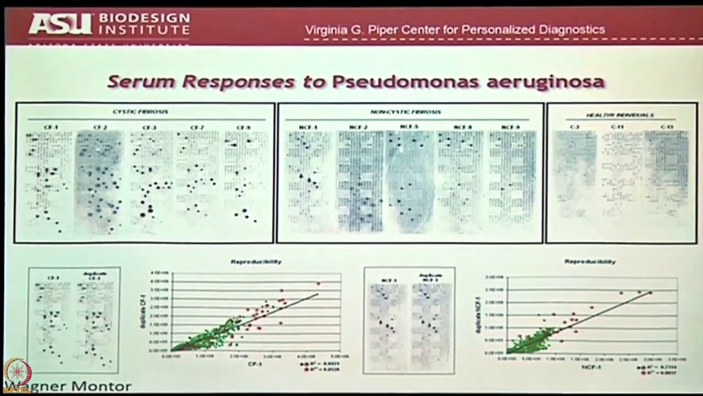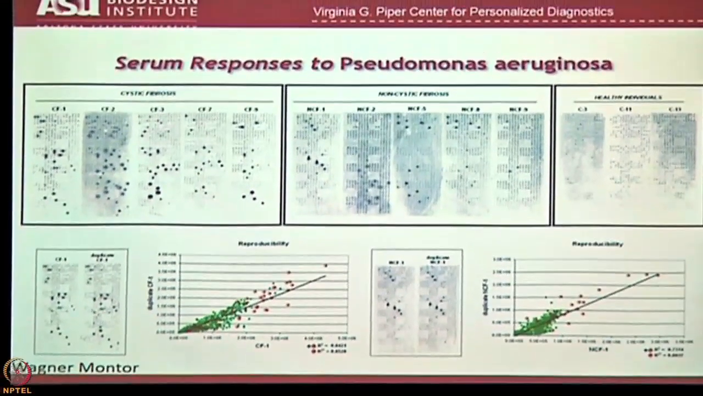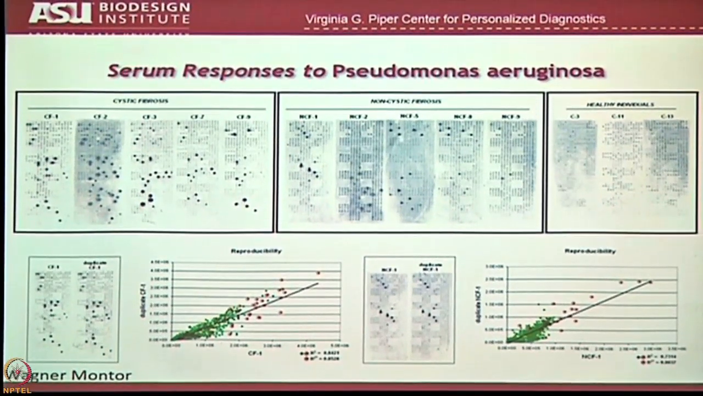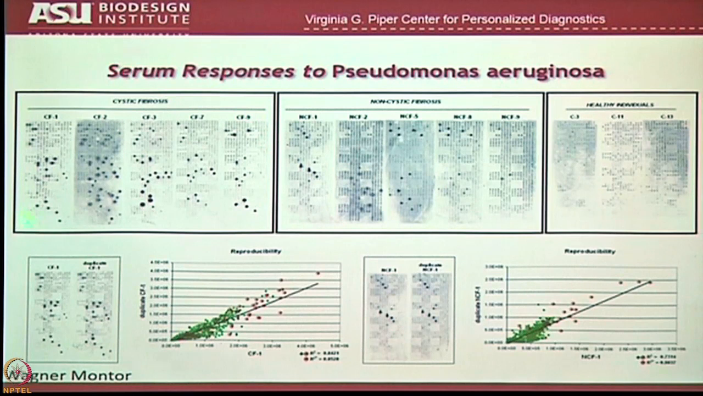So then you can ask the question, well, are there common responses? Because if you're going to make a vaccine, you want it to be one that's common, that works for most people, yeah? So here he took a number of patients with cystic fibrosis who had documented pseudomonal infections. Here's a group of non-CF patients who still had documented infections, but they didn't have CF. And then here are healthy controls.